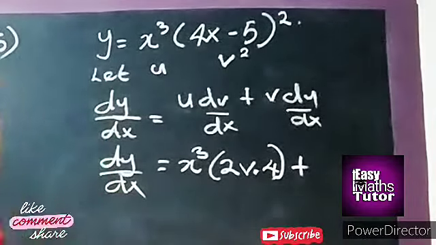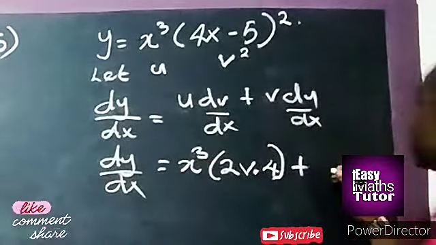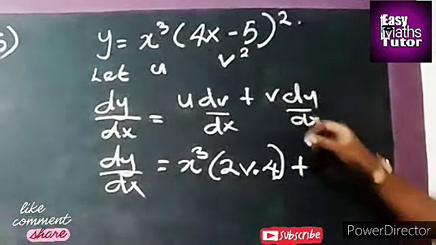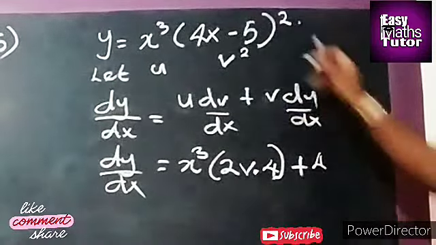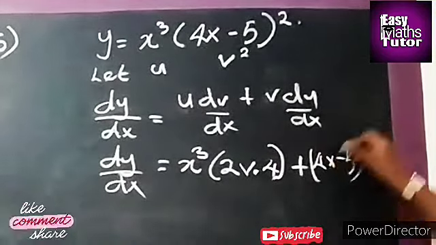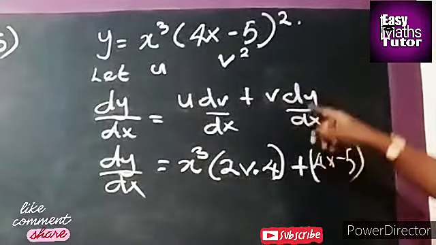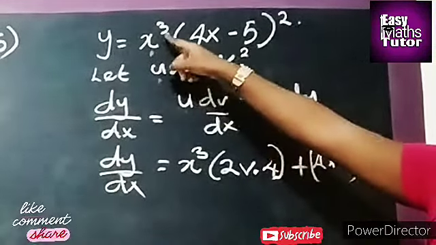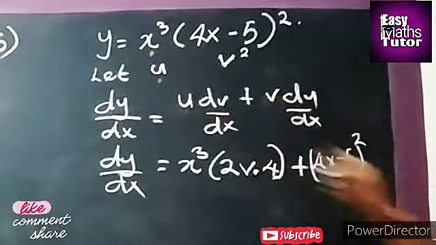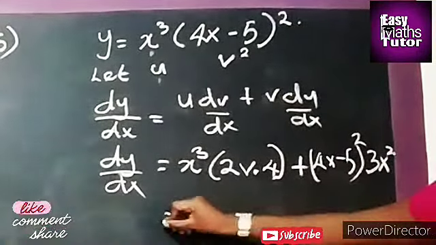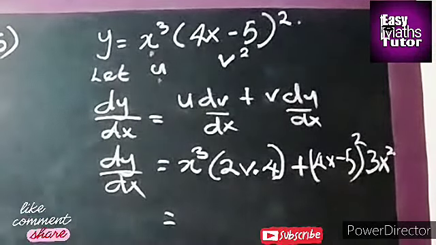For this side. And then for the other side, we have v, the whole of this function, which is 4x minus 5 squared, times du/dx. The du/dx is 3x squared.